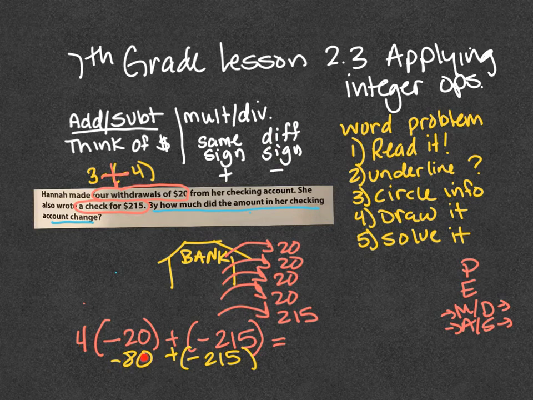Now I have a negative 80 plus a negative 215. I'm over here now. I owe $80 and then I borrowed another $215. So I'm going to owe even more money. So I'm going to add those two numbers together. And I'm going to get a negative $295. Her account changed by negative $295.